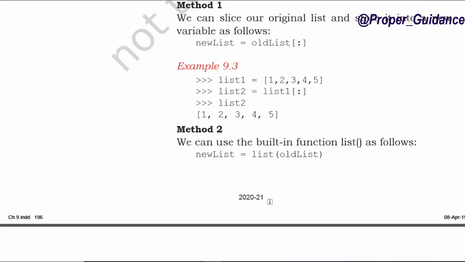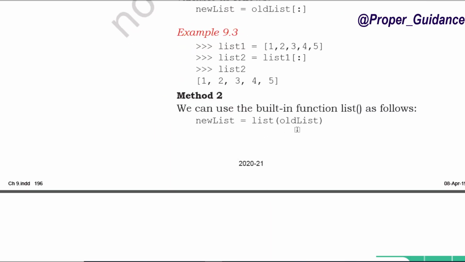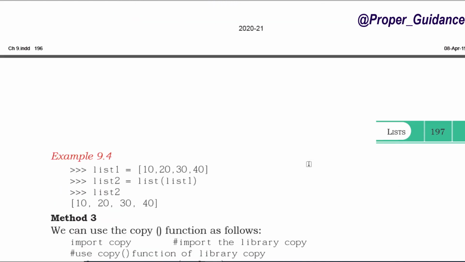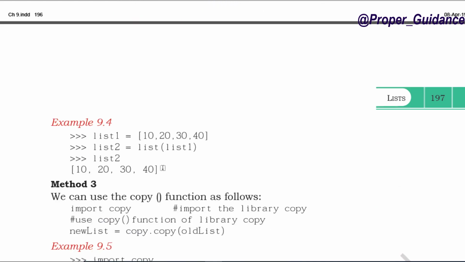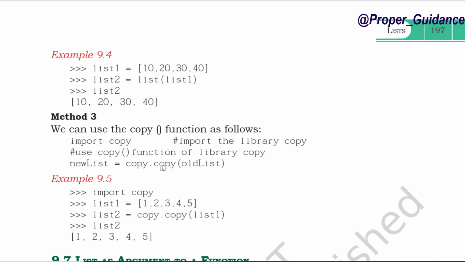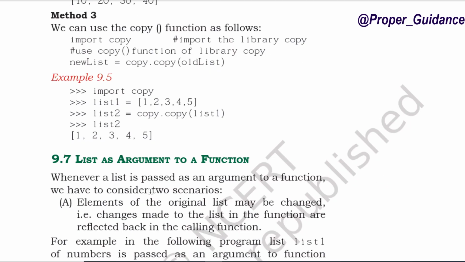Okay. Method 2, built-in function. new list = list(old list). Okay, so these are the techniques. And method 3, you can copy it. I think when you use the copy function, this is the easiest way. Use the copy function of library copy. new list = copy.copy(old list), and we will get the required one.